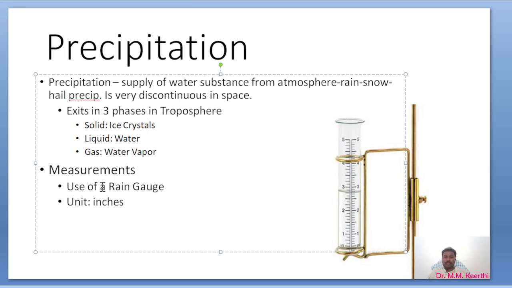Which instrument is used for measurement of precipitation? Particularly, precipitation is nothing but rainfall, because it is in water form. The majority of our water sources we get from rainfall. That's why precipitation is otherwise called rainfall. The instrument used for measurement of rainfall is the rain gauge. There are two types: automatic rain gauge and manual rain gauge. Rainfall can be measured in inches, centimeters, or mm.